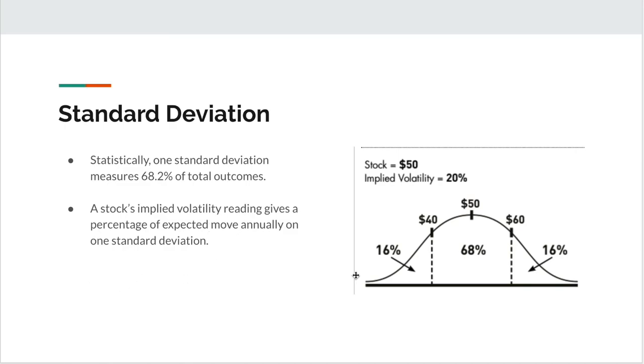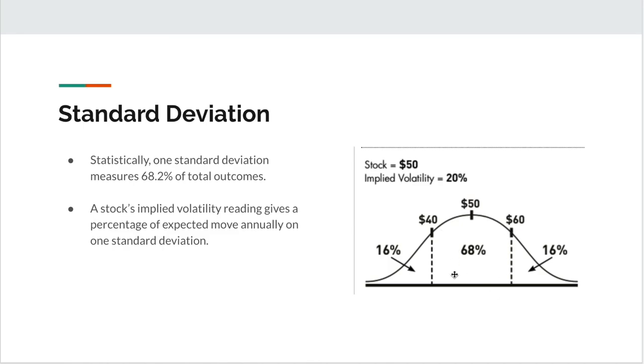So, for example, if we look at stock XYZ, which is at $50 and it has an implied volatility of 20%, that means the stock can move 20% above or below that $50, which equals $10. So the stock can move down to 40, or it can move up to 60, 68% of the time within the next year. So as the stock fluctuates up and down, it can move up to 60 or down to 40, 68% of the time.